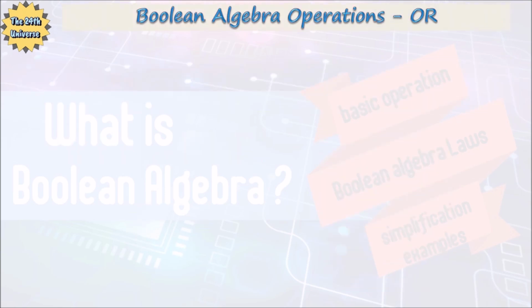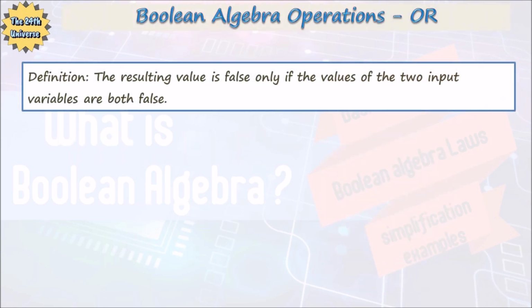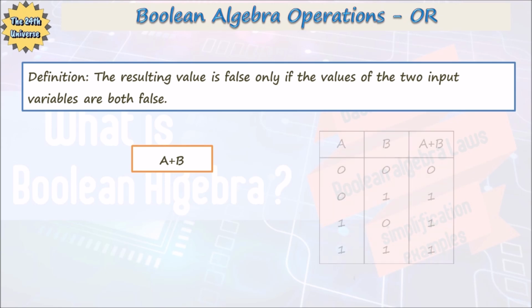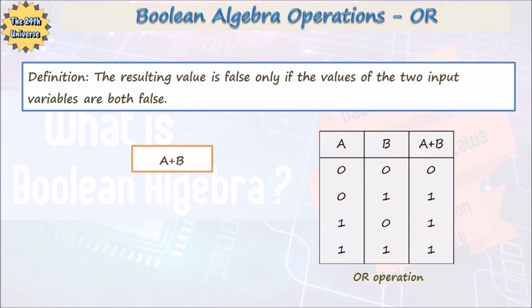OR operation. The resulting value is false only if the values of the two input variables are both false, denoted as A plus B. This is how we denote A or B. In this truth table, one can find when A and B both are 0, the result is 0, otherwise it is 1. And this is how we represent the OR logic gate.